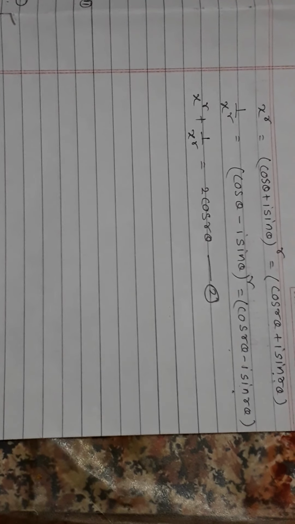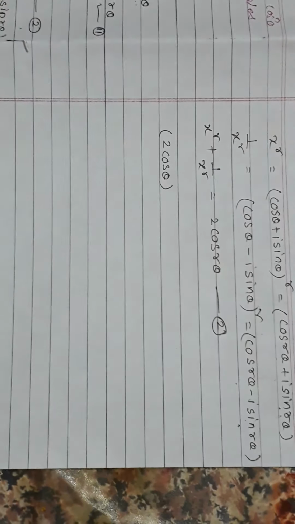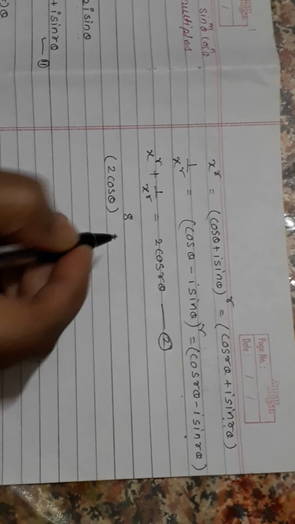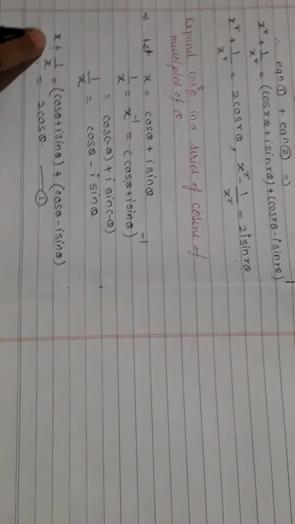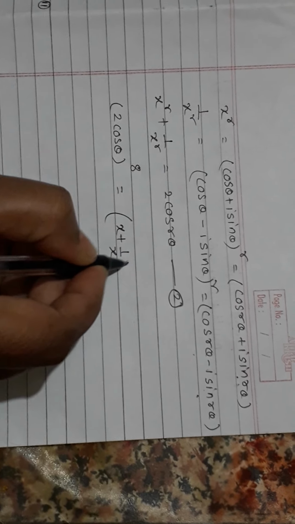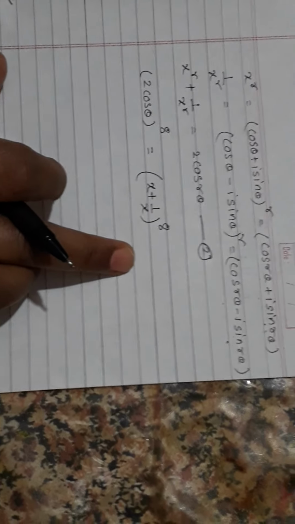And now we want the cos theta raised to 8 expansion. So we consider the term 2 cos theta, but the power of that cos theta is 8, so we take 2 cos theta raised to the power 8. But 2 cos theta is the value of x plus 1 by x. So on that side there is the term x plus 1 by x raised to the power 8. Now we have to expand that term in the form of binomial expansion.